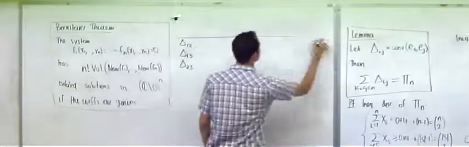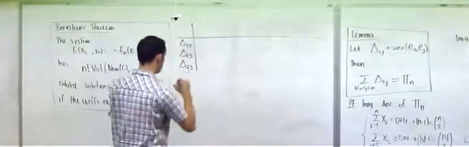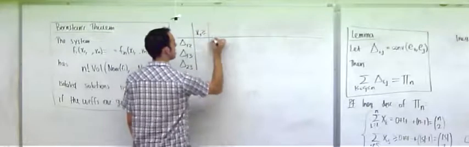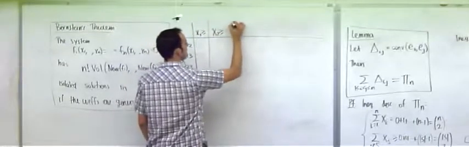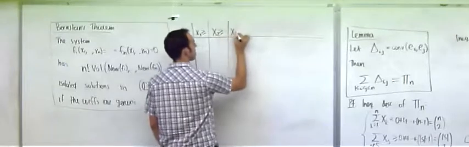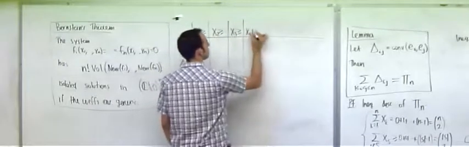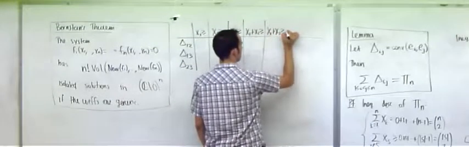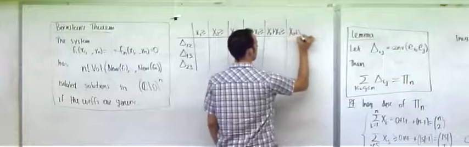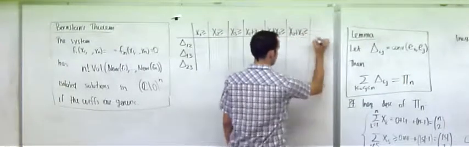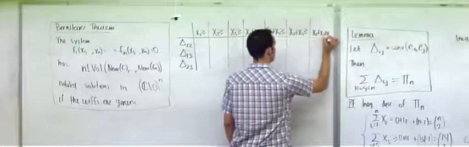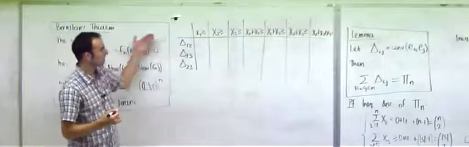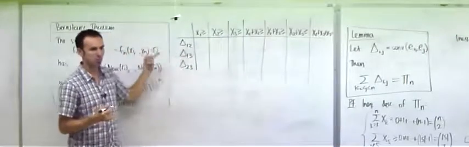So I'm going to make a table. x1 bigger than or equal to, x2 bigger than or equal to, x3 bigger than or equal to, x1 plus x2 bigger than or equal to, x1 plus x3 bigger than or equal to, and x2 plus x3 bigger than or equal to, and then x1 plus x2 plus x3 equals something. Okay. So in each row, I'm just going to write out the explicit inequality description of the corresponding polytopes.